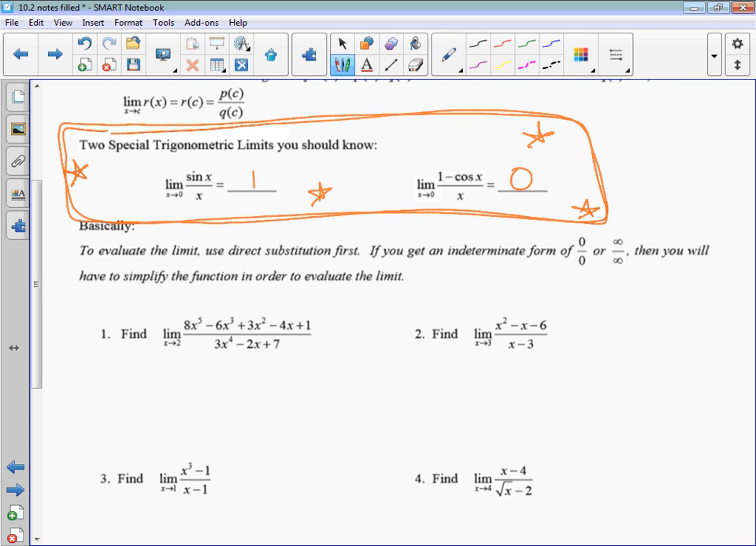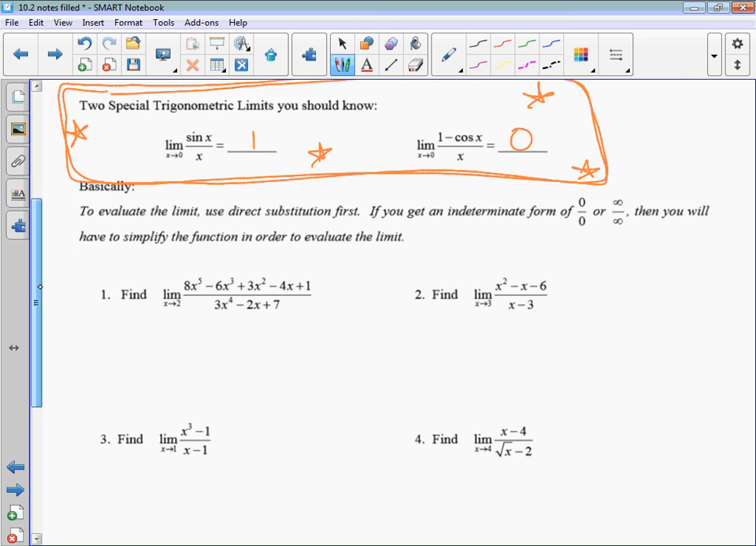It's a trig quiz. Don't miss those classes. All right, so commit those to memory. You got to know them. You'll use them when you're simplifying other limits, okay? All right, let's practice a few.